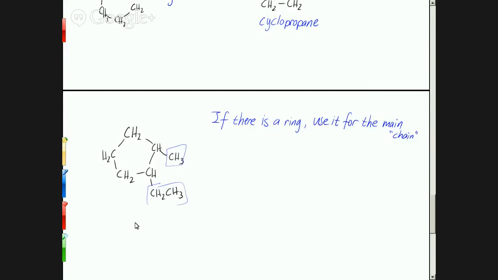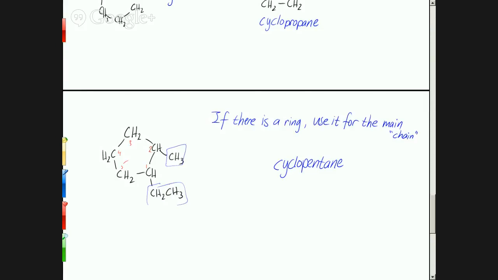So our main chain here is going to be 5 carbons in a ring together. So that's cyclopentane. And then we have to number it in such a way that we get the smallest numbers on the substituents. Now, there's actually 2 choices here. We could go 1, 2, or 1, 2. In this case, you go 1, 2 this way. So 1, 2, 3, 4, 5.